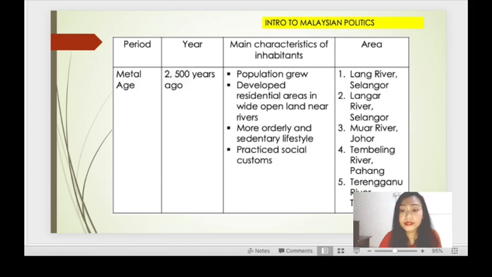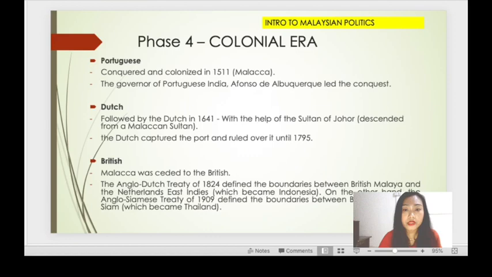Okay, let's move on to phase 4. Because I have mentioned just now that I will skip phase 2 and phase 3, since phase 3 we will be discussing further later on. Okay, for phase 4, the colonial era. The earliest record of colonization in Malaya actually starts in 1511.